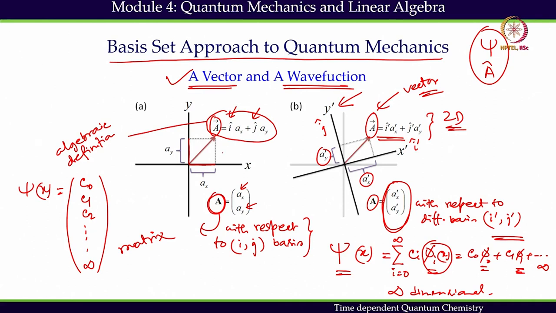Here also we have a basis of i and j, and I have expanded this vector and I have got this column matrix. Here I have used a different basis, i dash j dash, and I am getting a different representation of the same vector. Similarly, here I have components ci, and this is the basis, and that is why all the components can be collected in a column, and in this column matrix we can represent the wave function. This is the bracket notation we will be using.